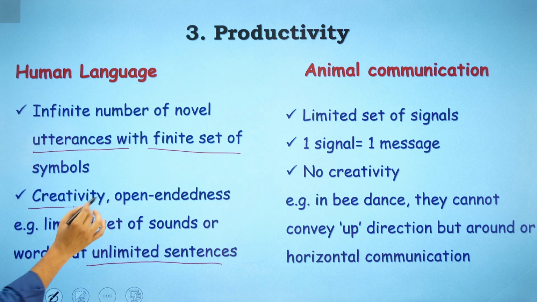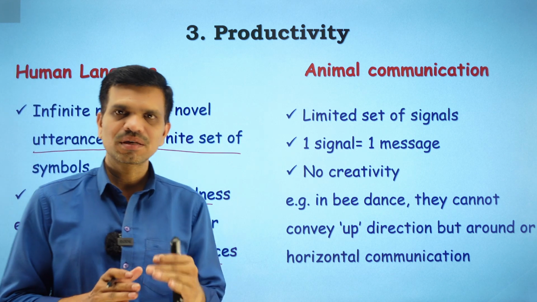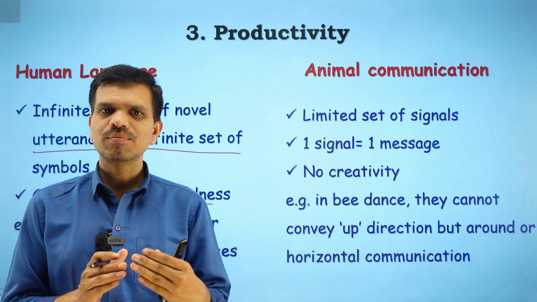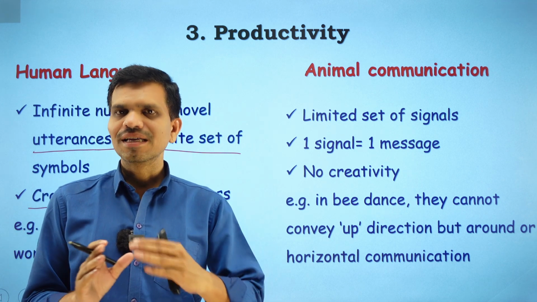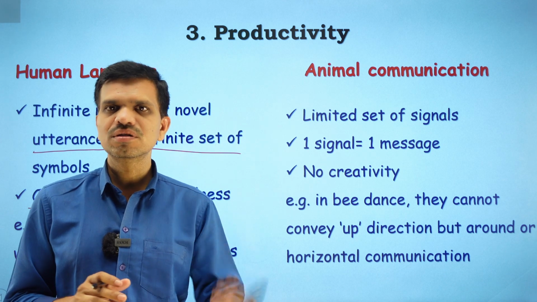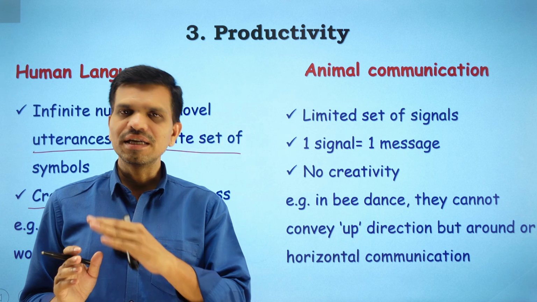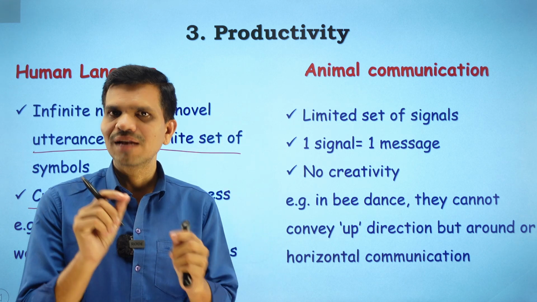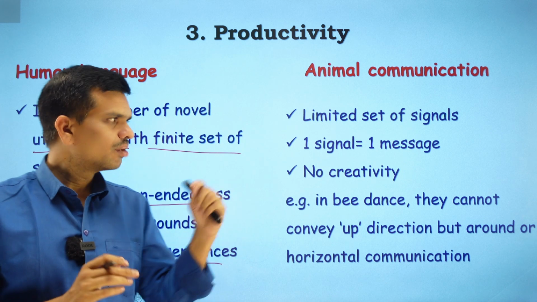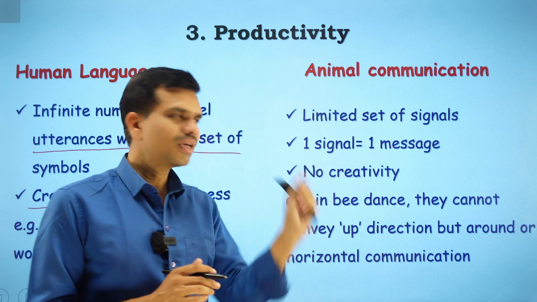Then we have creativity or open-endedness in human language. Say for example, if a child is learning a language, he can produce very different kinds of, or an infinite number of, utterances in the language. If an adult uses the same kind of thing, he or she can produce an infinite number of sentences with the help of a finite number of sounds or finite number of symbols in that particular language. But the same thing is not there in animal communication.